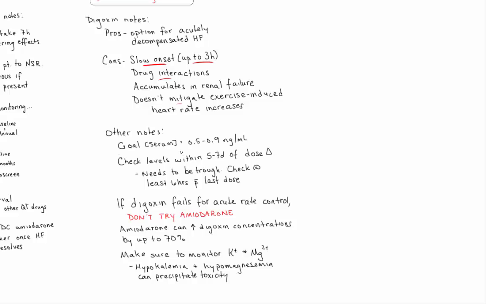So if you have a patient that sits around on the couch all day, then digoxin is probably going to be an okay option for long-term rate control. But if you have a patient that does any degree of exercise, digoxin on its own is not going to stop that heart rate from increasing. Your goal serum concentration for digoxin is going to be 0.5 to 0.9 nanograms per mL. And with maintenance therapy, you're going to want to check a level within 5 to 7 days of any dose change. And you need to make sure that you're checking a trough, which means that you want to check at least 6 hours after the last dose was given.